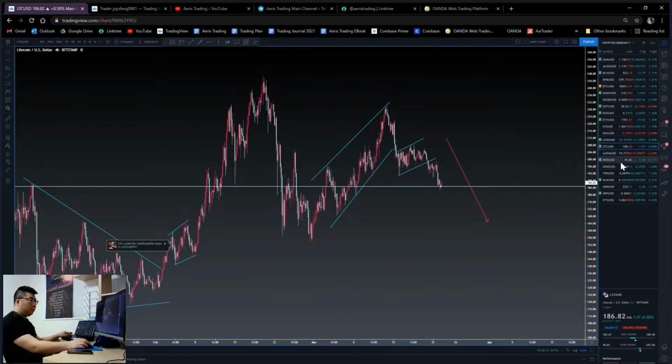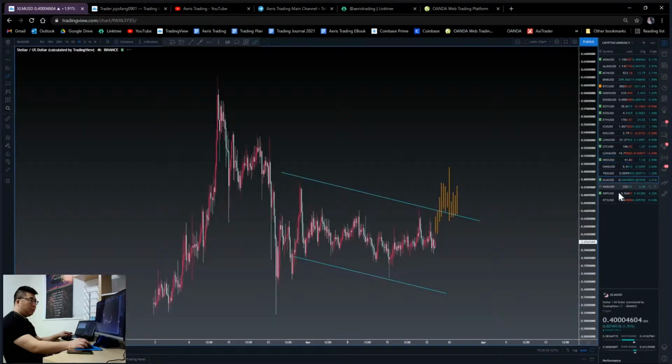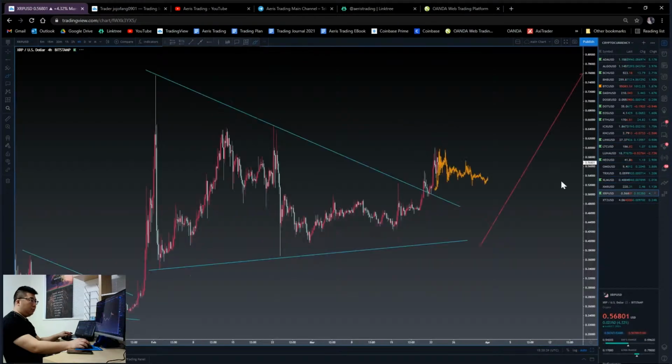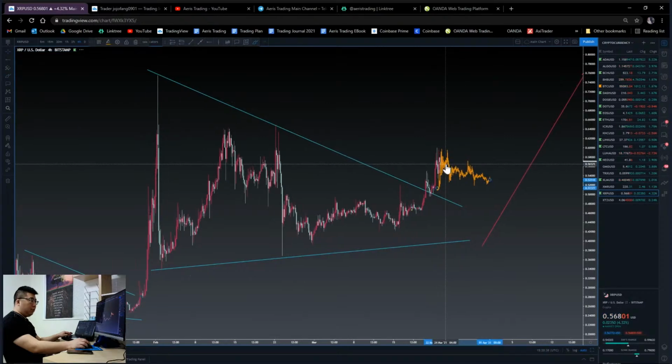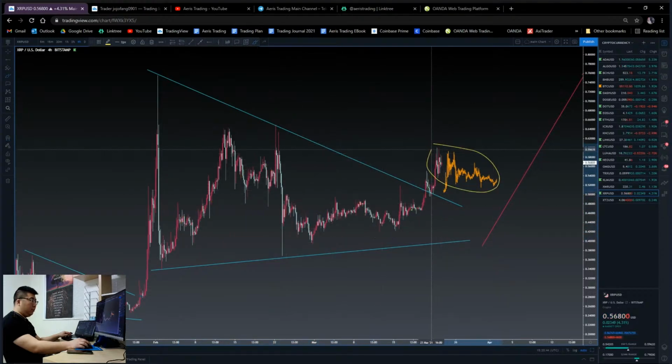LTC dropping as well. That's about it. I am still watching Ripple here because Ripple actually broke out of this pennant or triangle or whatever. Looking for a continuation here would be nice. Other than that, really not much other.